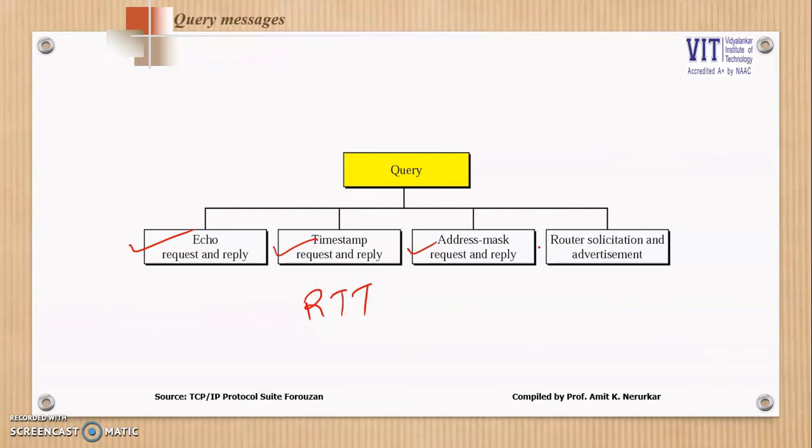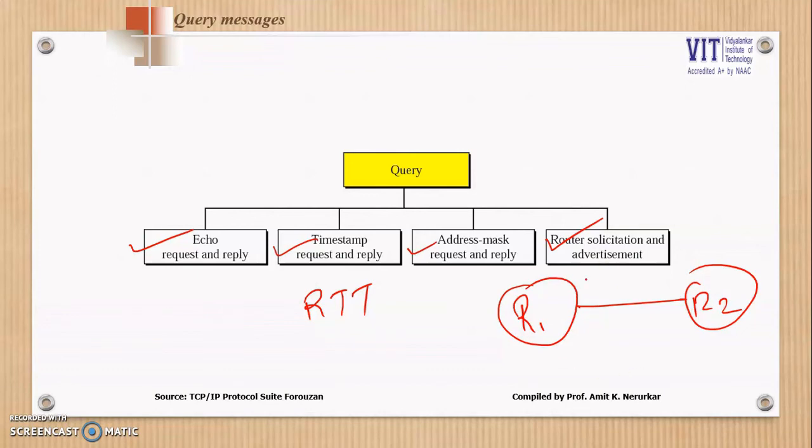And finally, router solicitation and advertisement. For example, there is a router R1 whose neighboring router is R2. Generally R1 and R2, being neighbors, will share their routing tables with each other periodically with the help of this message known as router advertisement. Now, if for some amount of time there is no message coming from R1, there is confusion with R2 whether R1 is dead or alive. So to check that, R2 is going to send this message known as a router solicitation message.